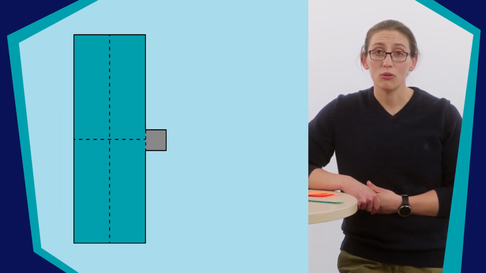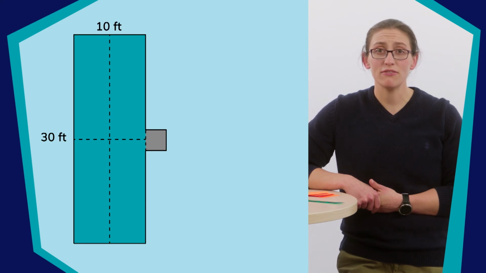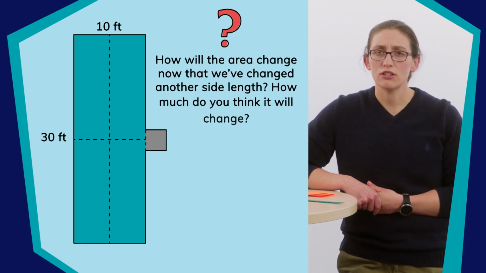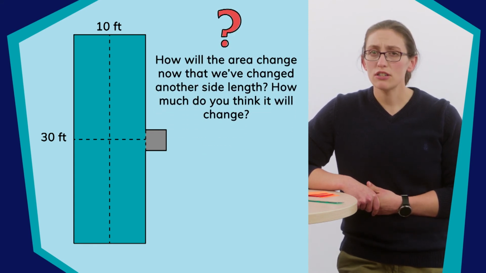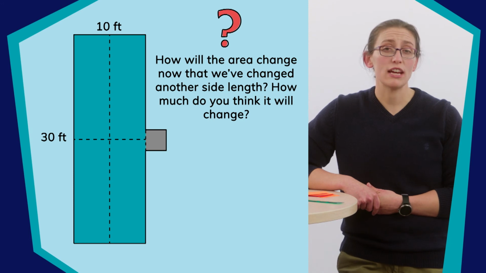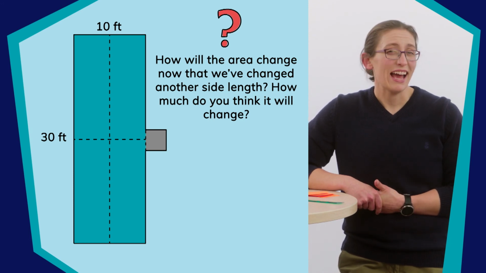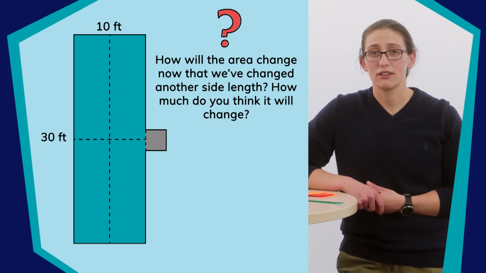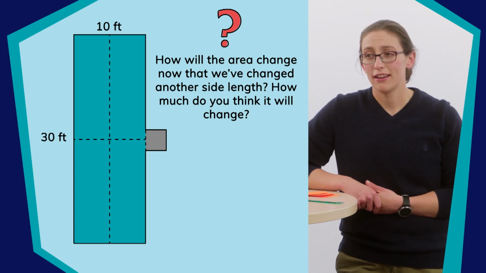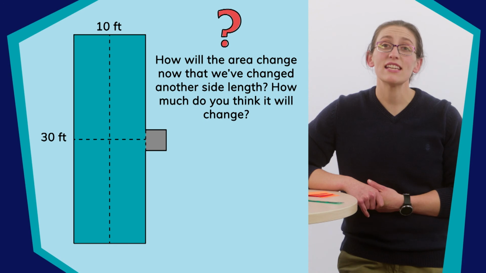So now we have a 30 foot by 10 foot section, and we're going to keep that 3 foot by 3 foot section the same. Go ahead and make a prediction. How will the area change now that we've changed another side length? How much do you think it will change? You have your predictions? Right. Let's look at the plans and see how your prediction compares.